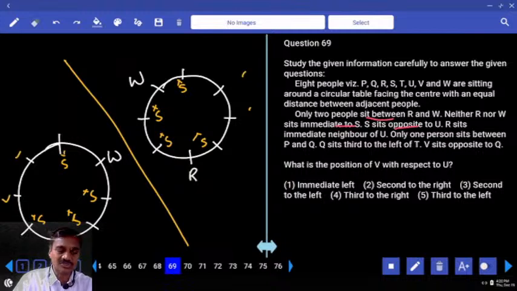The next one, S is opposite to U. R sits to the immediate neighbor of U. Now, R is the immediate neighbor of U. Can I have U at this place? Now, if U is here, then U and S are opposite, which is not possible. Clear? Hence, U cannot be here.